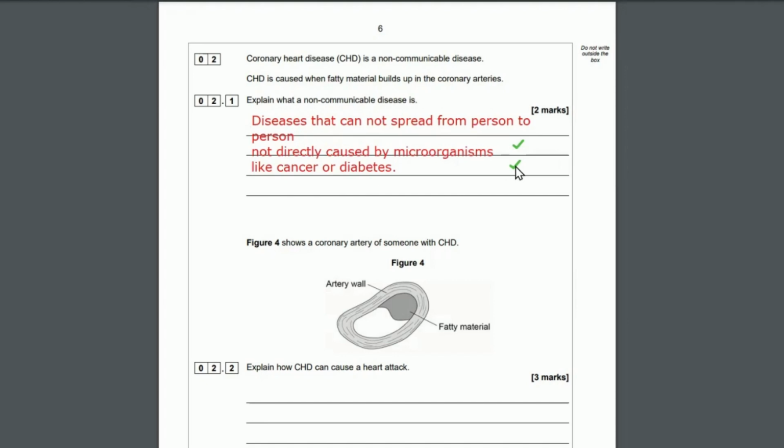And the 2 marks really for this is cannot be spread, and by microorganisms were really the main 2 marks on the mark scheme. But I like to give an example as well. So there we go. Right, let's zing down.